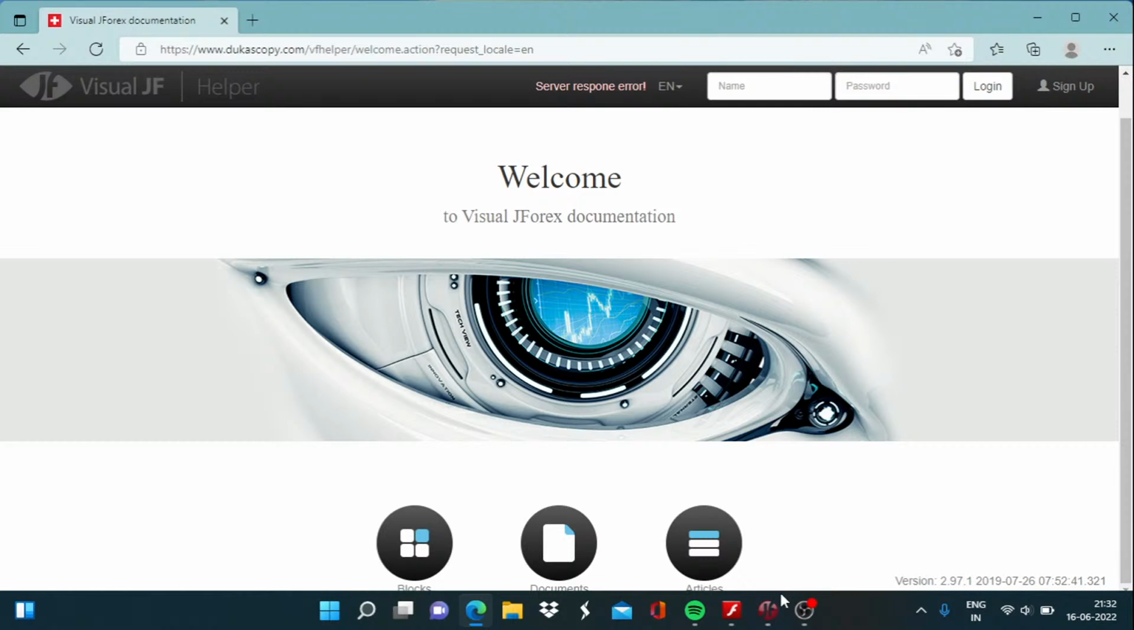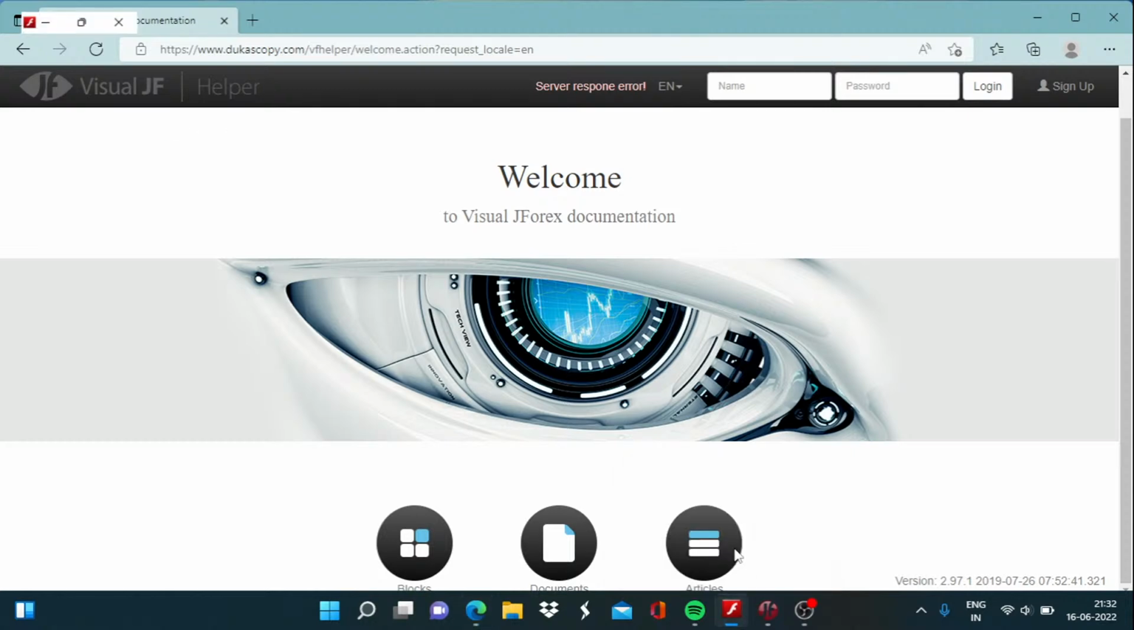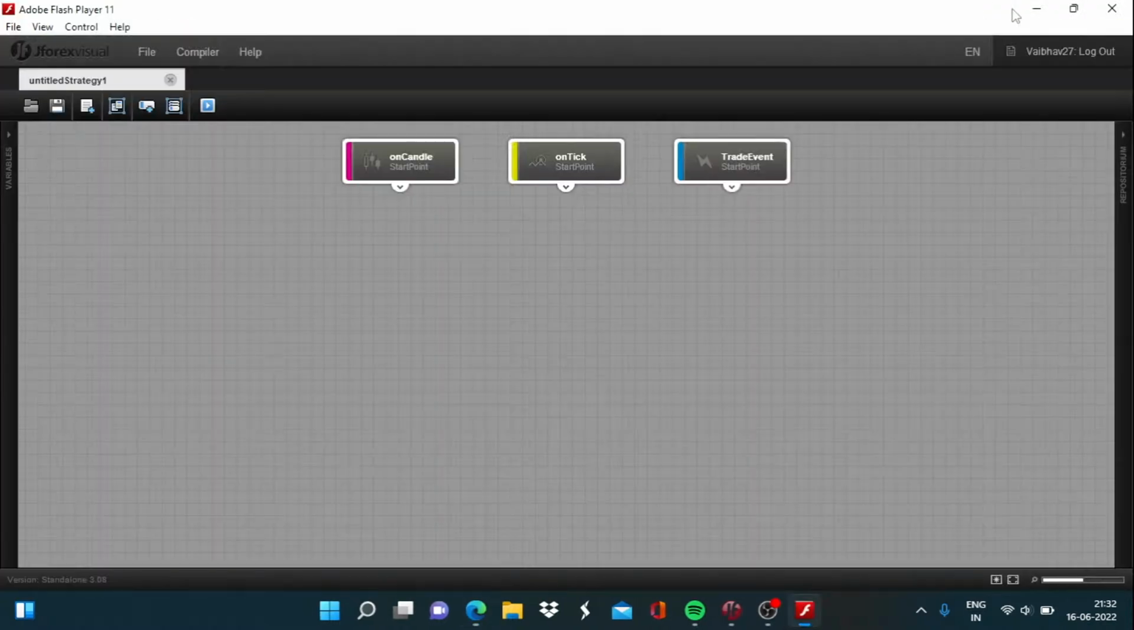So let us now head to the Visual JForex board, which has been developed by the Dukascopy Bank SA to make the job of algorithm development easier. We don't have to take too much effort. If we spend a couple of hours, we will be more or less quite proficient in the use of this format of the Visual JForex, and using the platform we can develop the algorithms on our own.